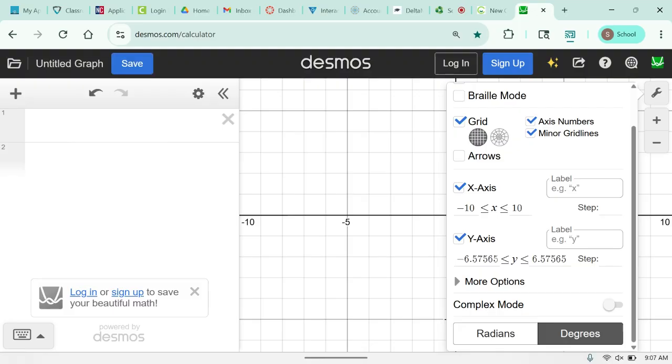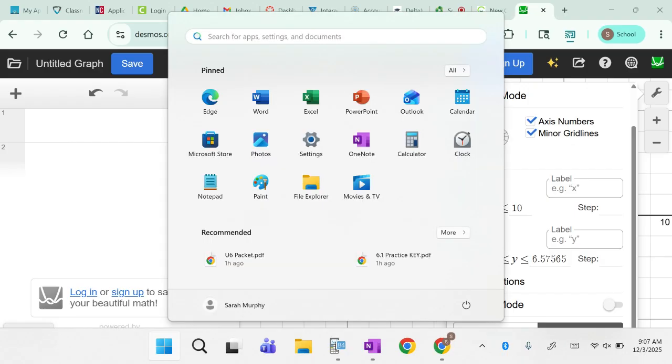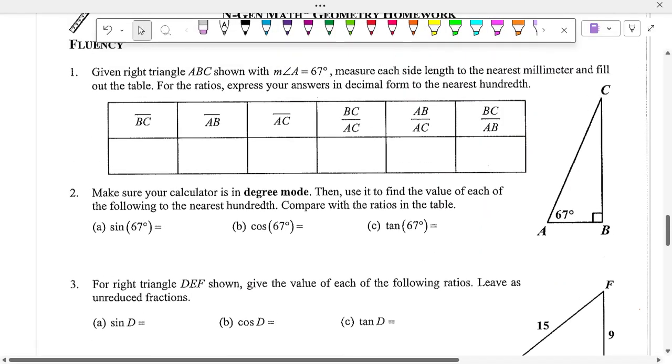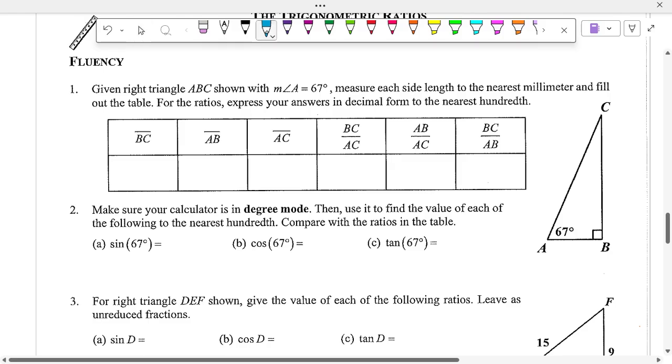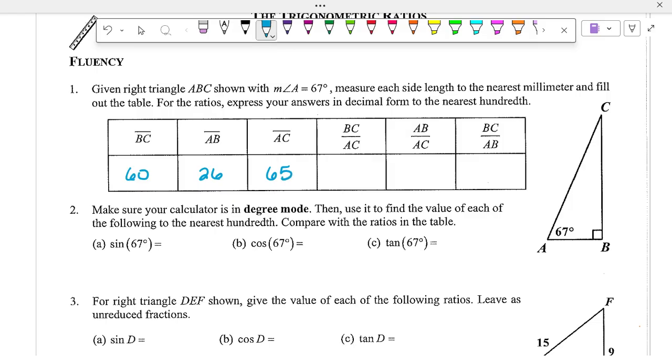Yes, ma'am. Can you tell us the triangle for homework? Oh, yeah. Hold on. Okay, so the lengths for, what was it, number 1? So I'll give you the length. So it's 60, 26, and 65. Nope, I think that's it. Would this angle just be 67 too? No, that angle would not be 67. It'd be whatever 90 minus 67 is.